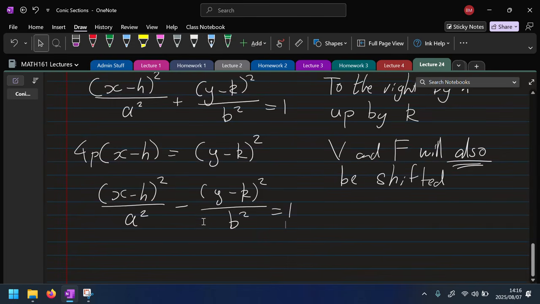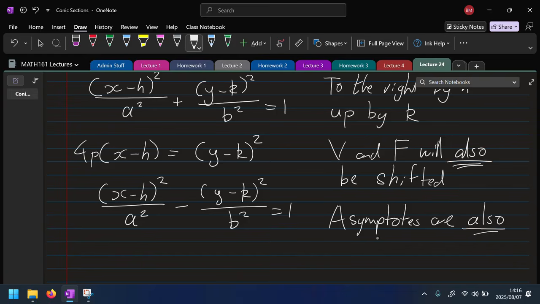And then just a final note here. Asymptotes will also be shifted. So the vertices get shifted, the focal points get shifted, and for the hyperbola, that comes with asymptotes, those are also shifted. Everything gets moved by h to the right and k up.